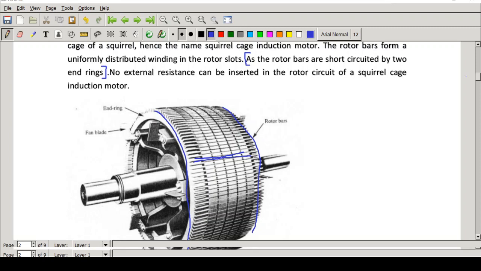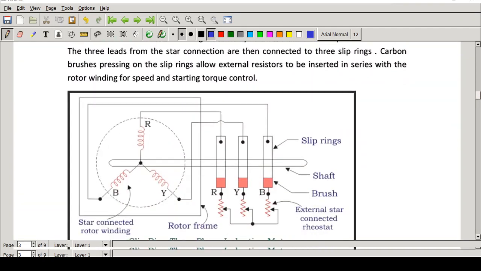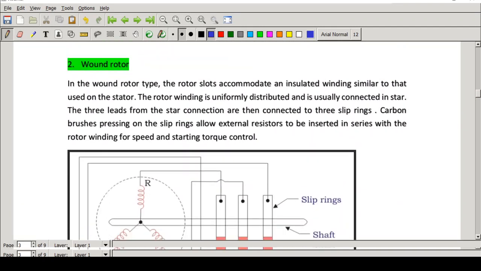Now we will move on to the next type of three-phase induction motor, that is the slip ring induction motor. What is the advantage of the slip ring induction motor? Whatever disadvantage we found in the squirrel cage induction motor will be rectified here. That means there are three leads or three terminals coming out from the rotor circuit, and they are connected to three slip rings.